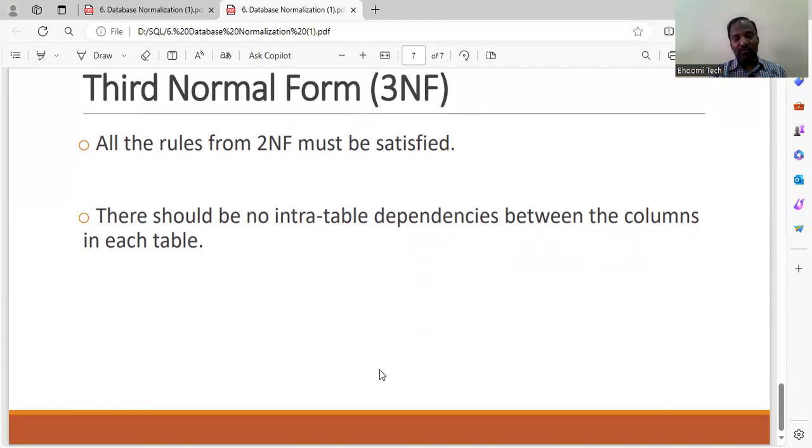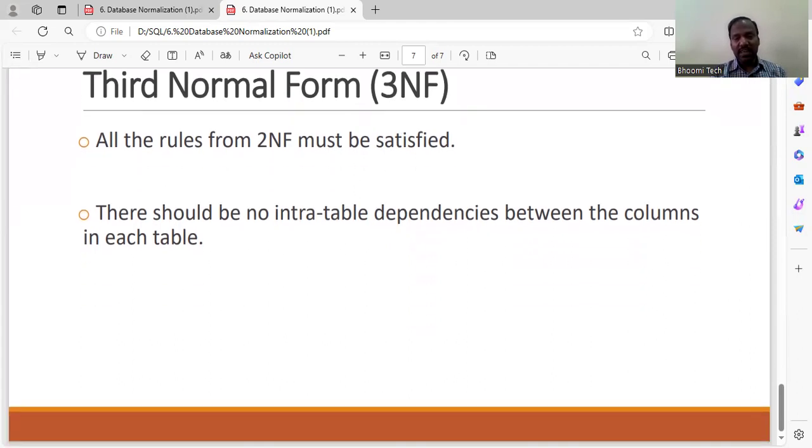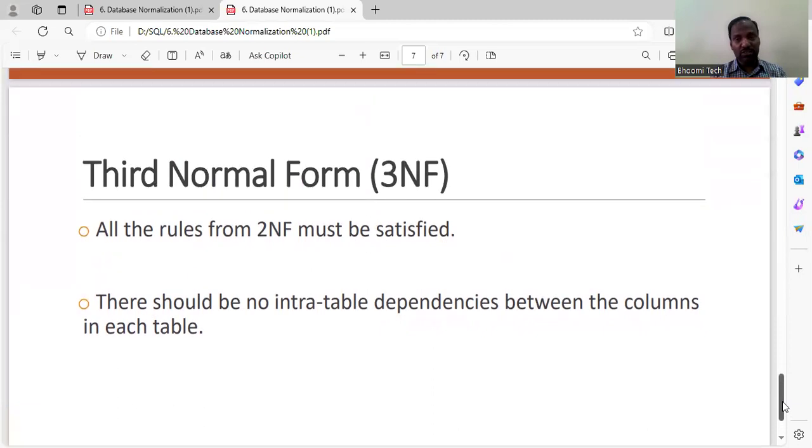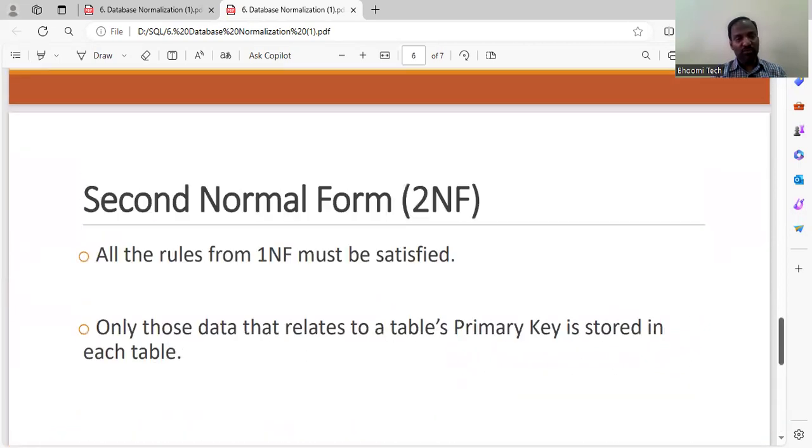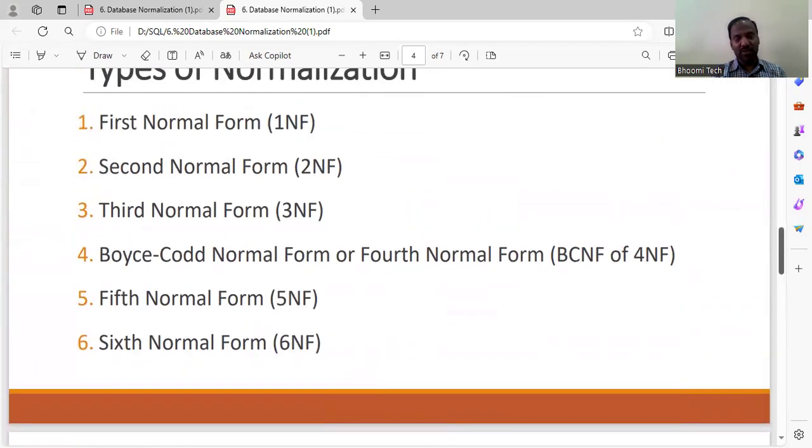And what is the fourth normal form? Fourth normal form is all the conditions must be satisfied, and there is another condition to go. But in our course we only do three normal forms. So the fourth, fifth, and sixth normal forms are out of our course syllabus. These are some advanced topics. So the first, second, and third normal forms we have discussed.